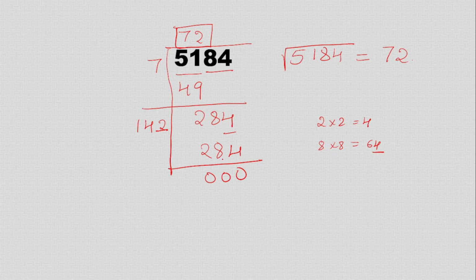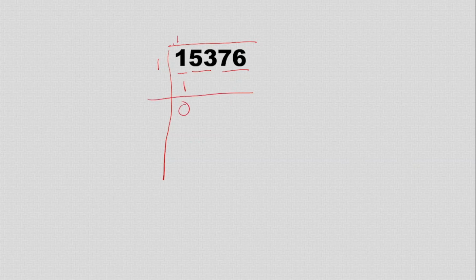Let us go for a 5 digit number now. 15376 we have taken. First we need to make groups of 2. Here 3 groups, 2 groups are with 2 digits and 1 group is with 1 digit. Now we will go for division. First we will consider the single group. 1 1's are 1, easily we can write. That is 0, 1 plus 1 is 2. Now the next step, one more digit will be here.